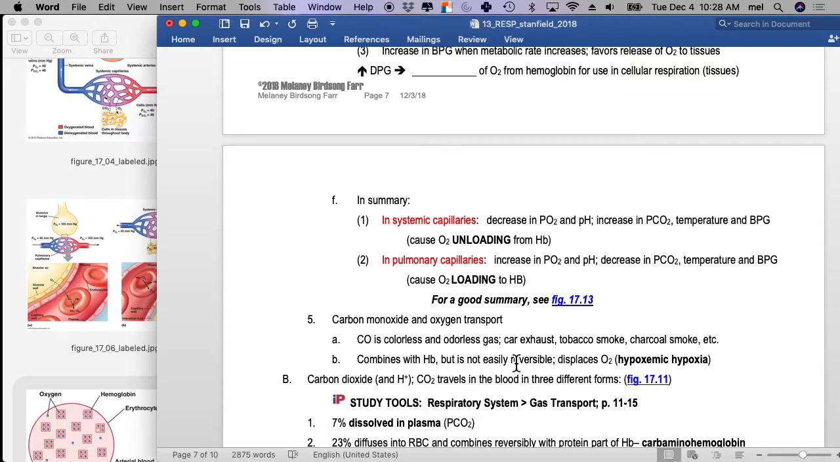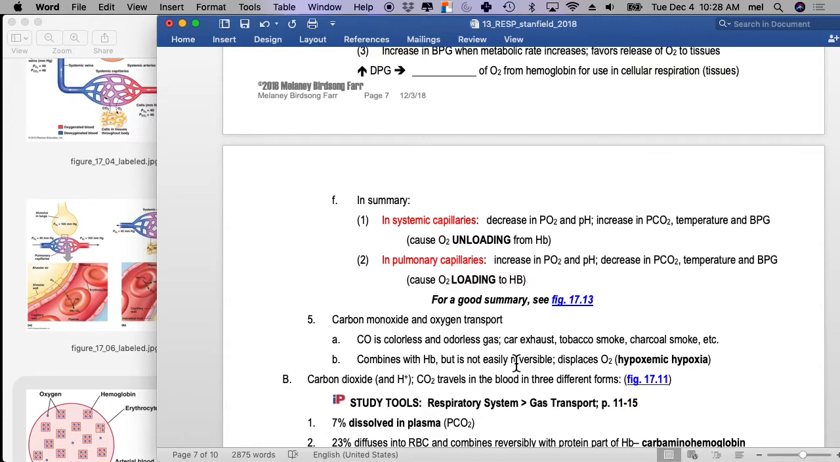You should have higher PCO2 in your systemic capillary beds. And the more active they are, the higher BPG you should have. Yes? All of those factors should be true at a systemic capillary bed, and therefore all of those factors should favor loading or unloading. Unloading, yes? Get off the bus to go to work at systemic capillary beds.